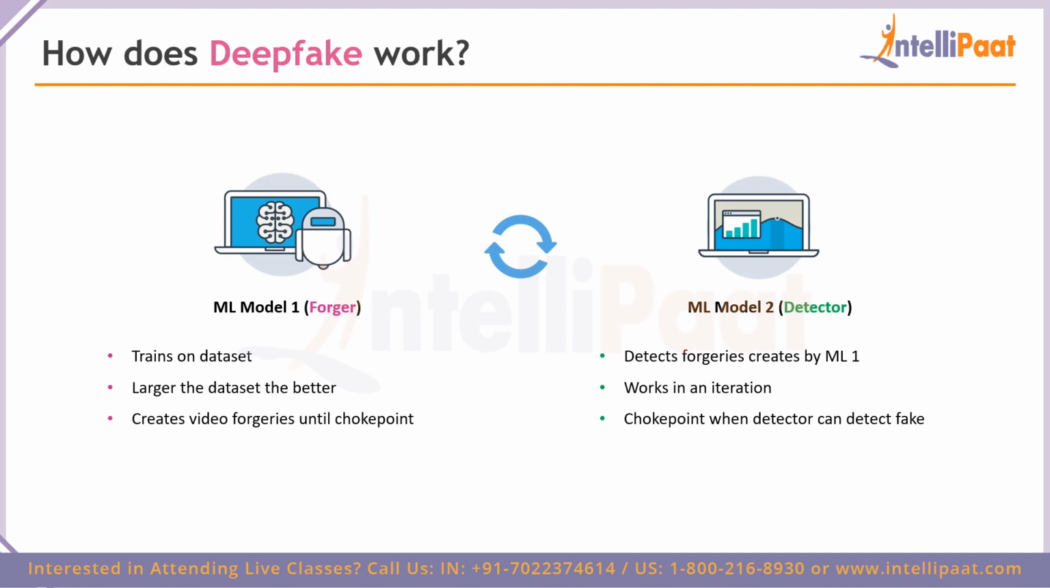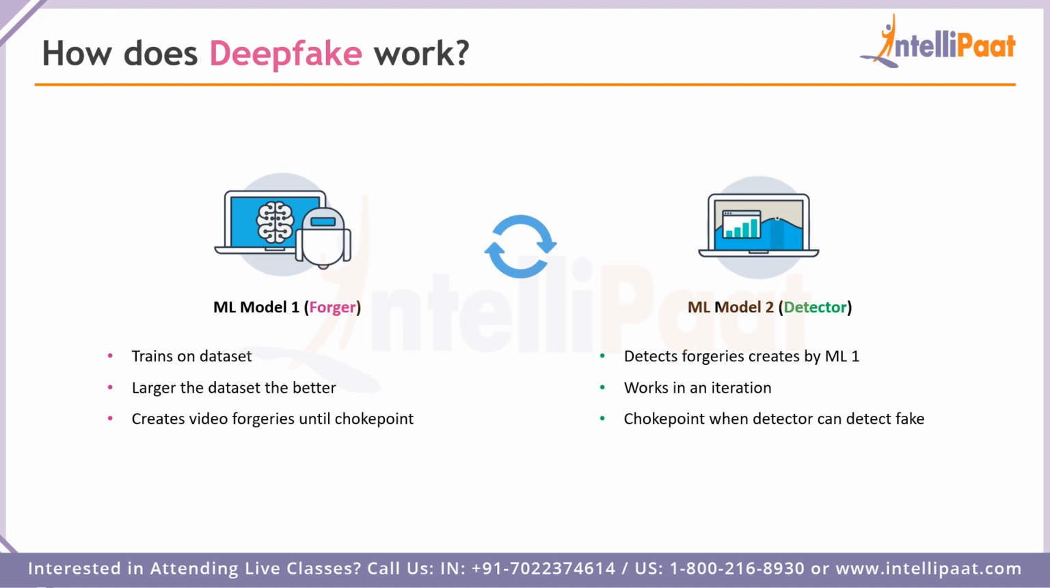Whenever we talk about the actual working of deepfake, here we have two machine learning models that are put into place. One we call the forger, the second model we call the detector. These models work hand in hand to actually give us a deepfake result. The ML model one that we have, the forger, will actually have access to all of the data. It will learn on the data set. And one very important thing is that whenever you're showing images, videos, or audio to your forger, the larger the data set, the better the learning. That is how it goes.